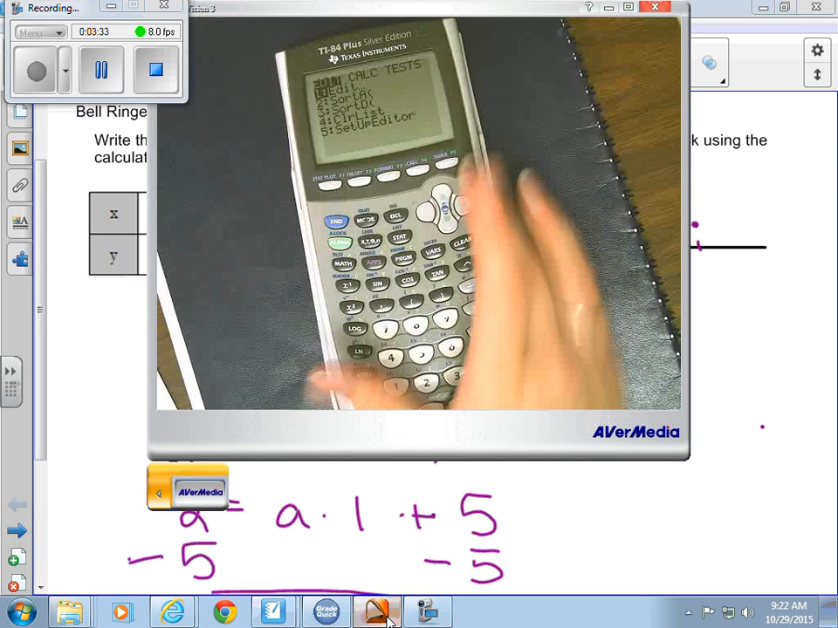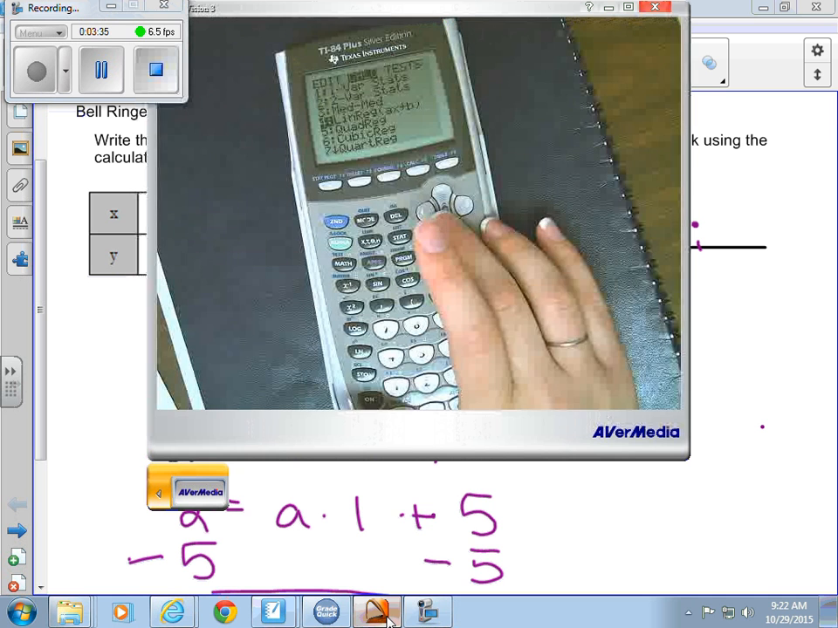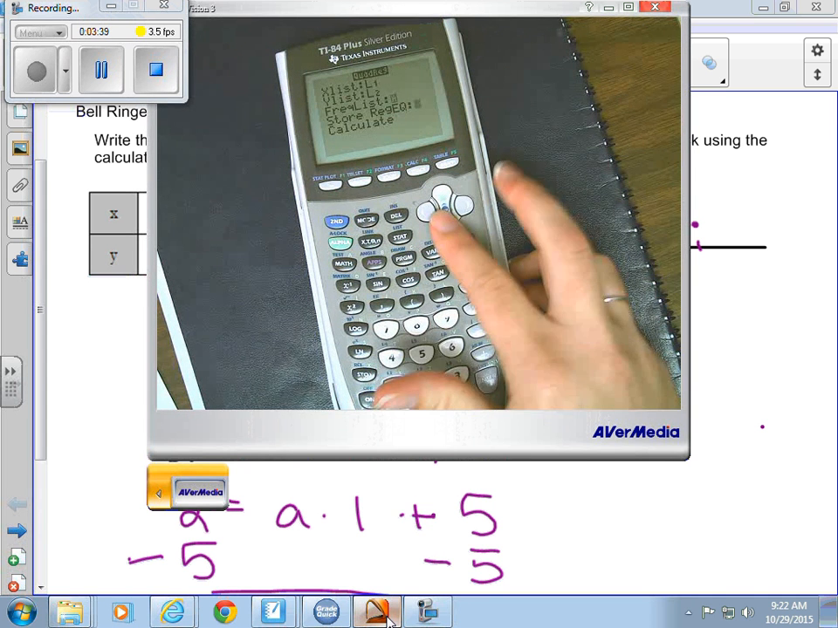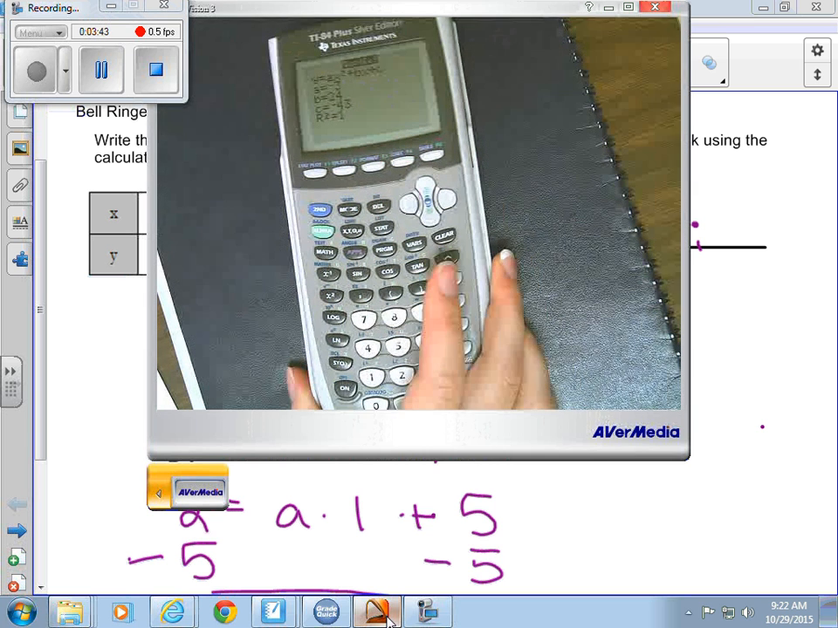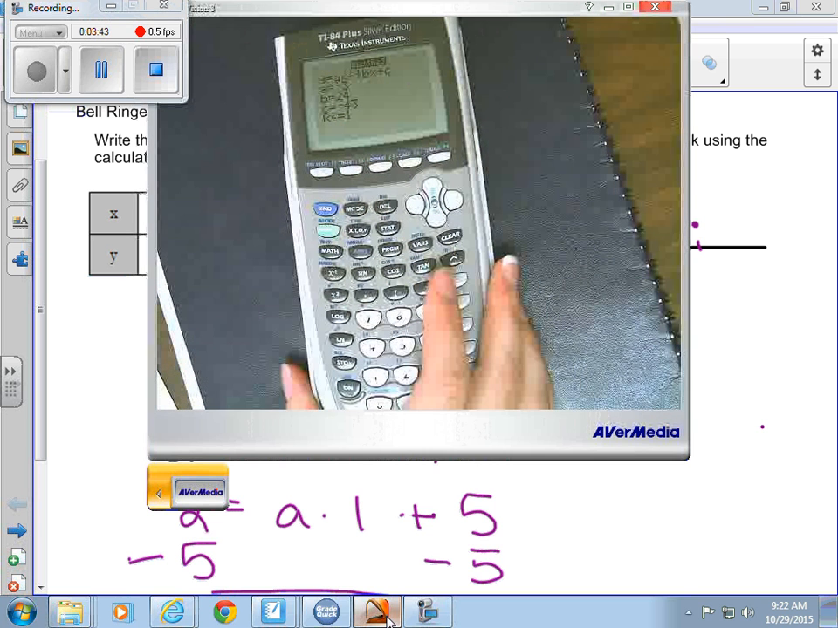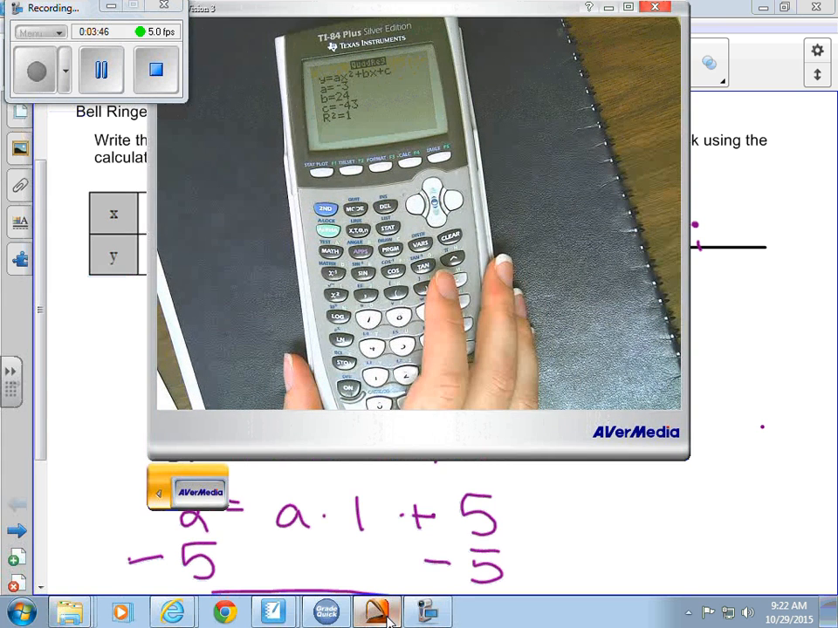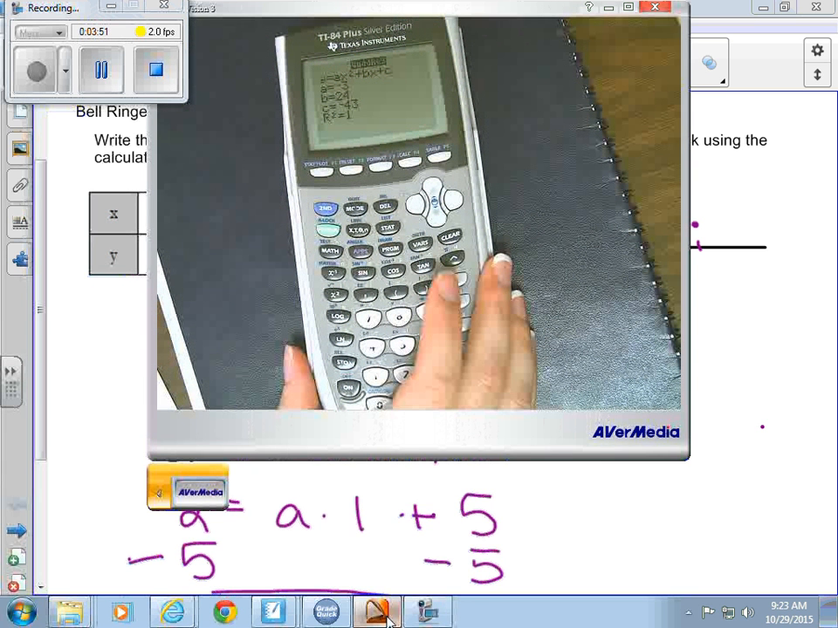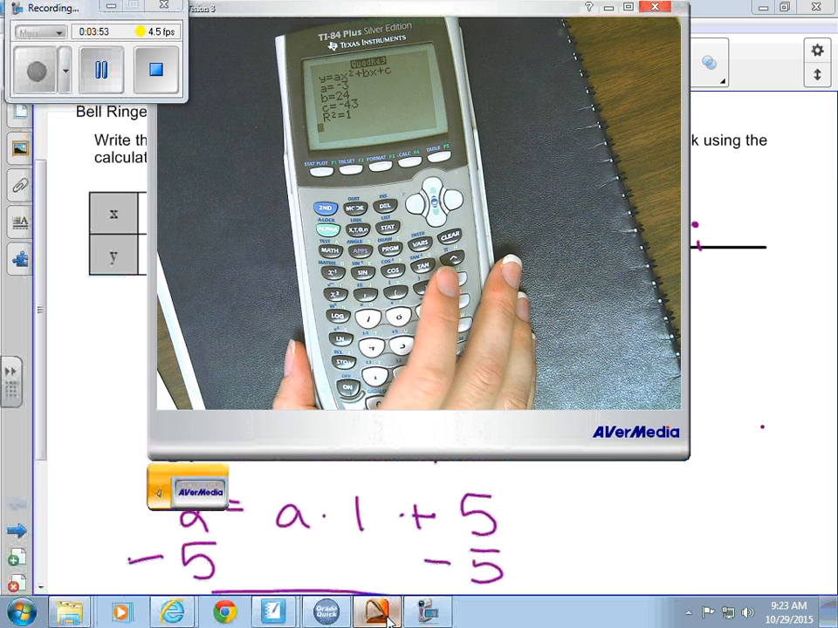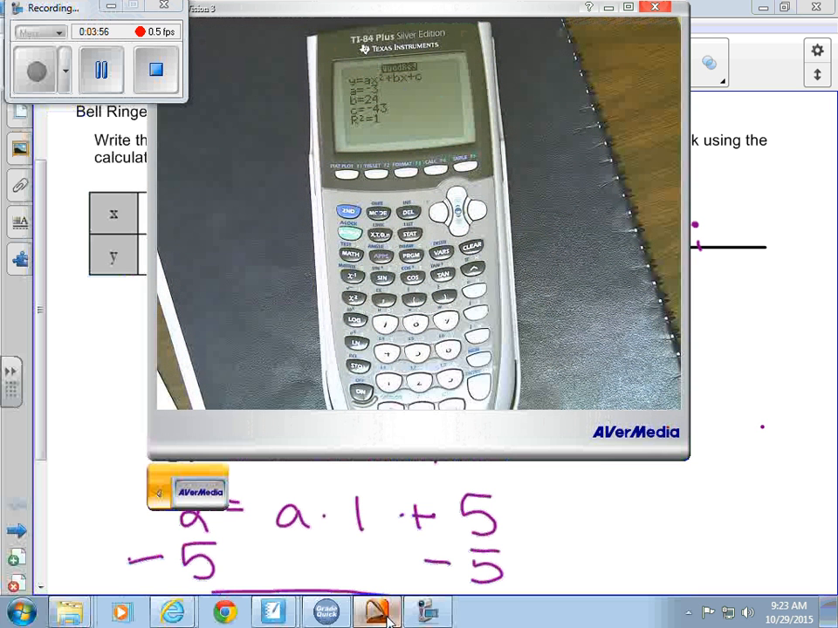Stat, calculate, quadreg, list 1 and list 2, push calculate, and you get negative 3 for a, which means I probably did good. If you really want to know, you could FOIL that out and put it in standard form and see if it's the same. I would rather not do that, but I could if I wanted to. Okay, any questions about that calculator?